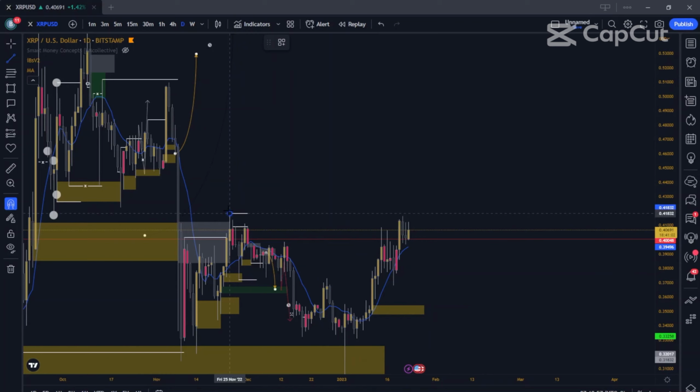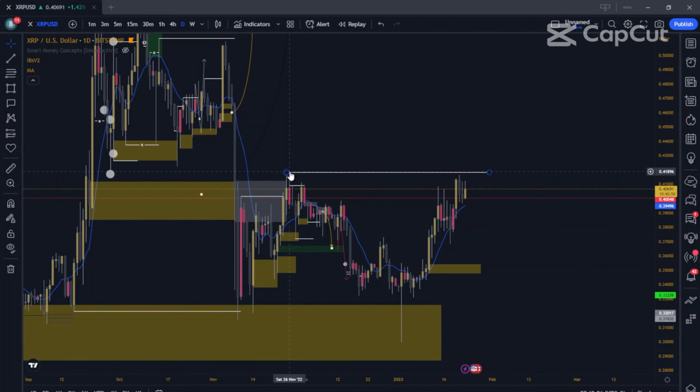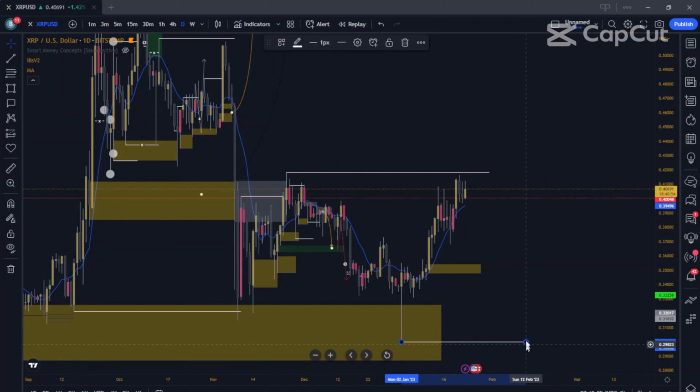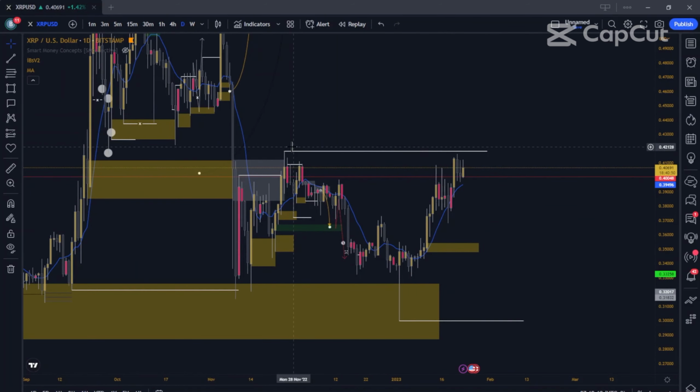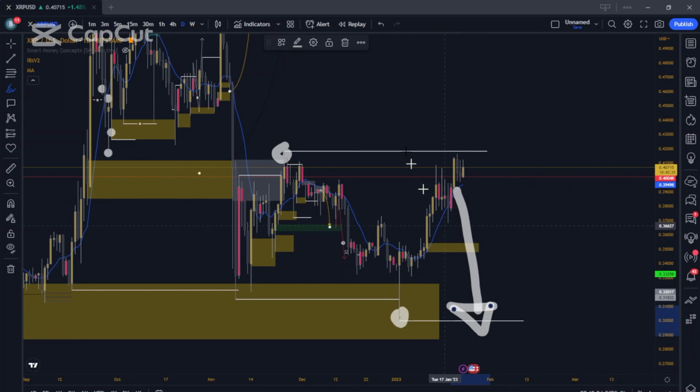The structure here is still intact. If this structure doesn't break, we can fully expect the slow to go, because that is the last structure that broke this low here. So that is a swing structure. If this does not break to the upside, swing structure to the downside will get taken. So a crucial moment for Ripple. Let's see what happens with that high.